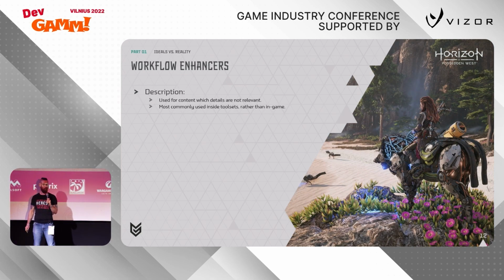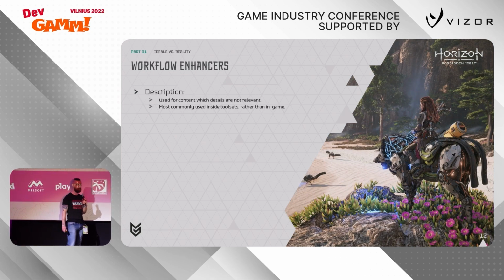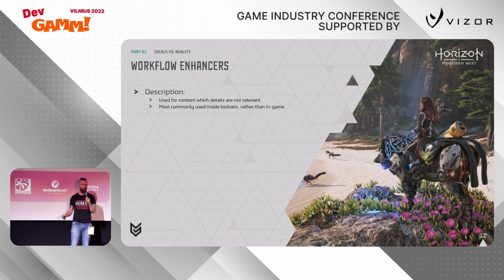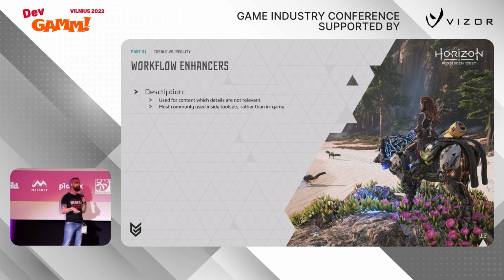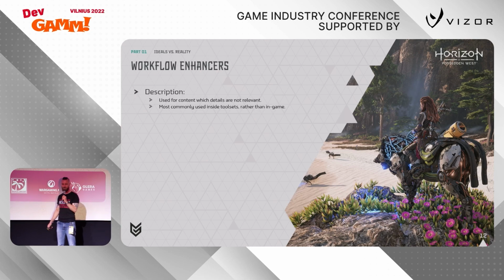Second category, workflow enhancers, are for generating content which precise details are not relevant. Often used in organic or natural elements like trees or rocks. It doesn't matter where every leaf of grass or pebble is located, as long as they adhere to certain rules, like type, area, or density. This kind of procedural content generation is used mostly on the tool side, offline.